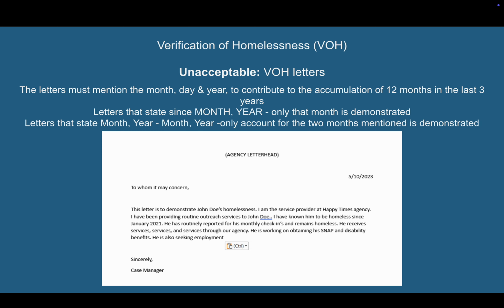Here's an unacceptable verification of homelessness letter. The letter must mention the month and year to contribute to the accumulation of 12 months in the last 3 years. Letters that state month and year, that counts as 1 month. Letters that state month, year, 2 month, year only account for the 2 months mentioned.